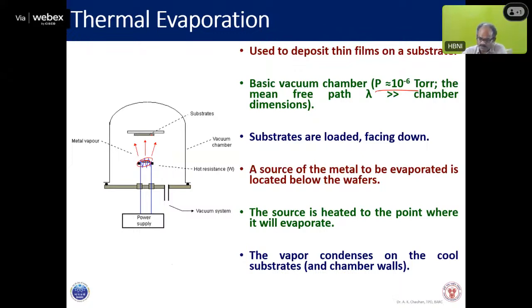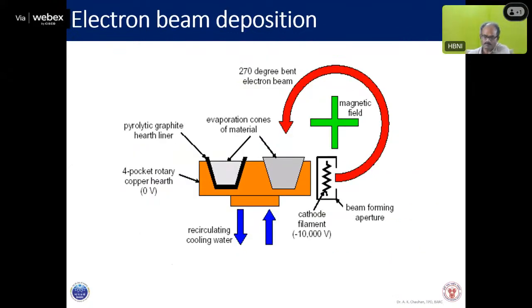The source of the matter to be evaporated is located below the wafers. The source is heated to the point where it will evaporate. The vapor condenses on the cool substrate and chamber wall. So the vapor deposits here, and it also deposits on the chamber wall.